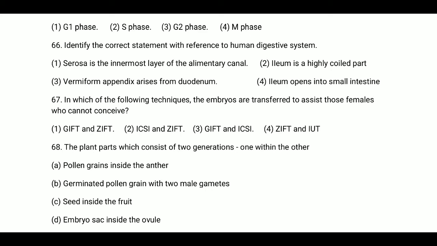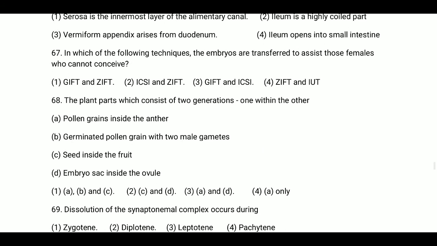Now out of this, which is the correct option? The right option is fourth one. ZIFT, zygote intrafallopian transfer, or intrauterine transfer directly. Fourth option.